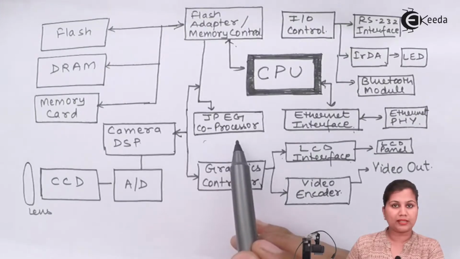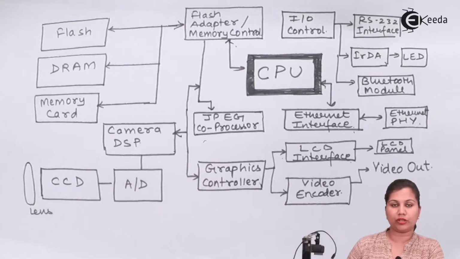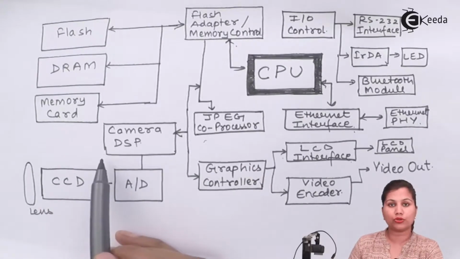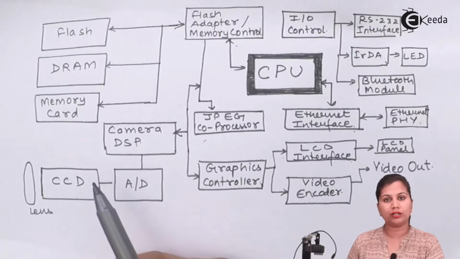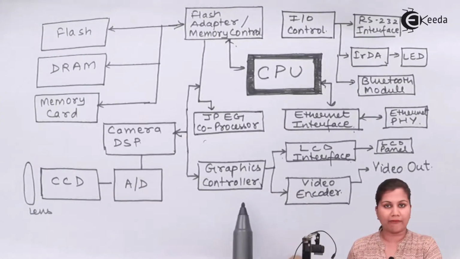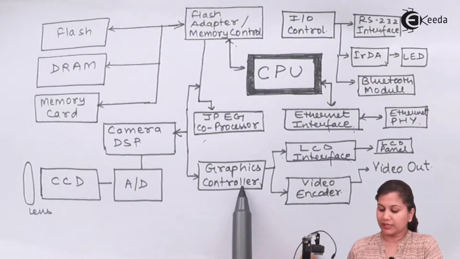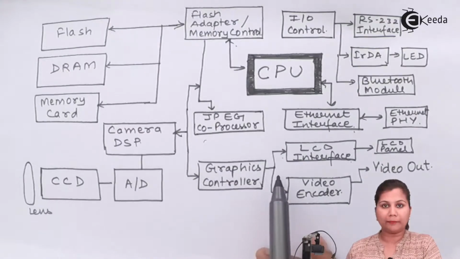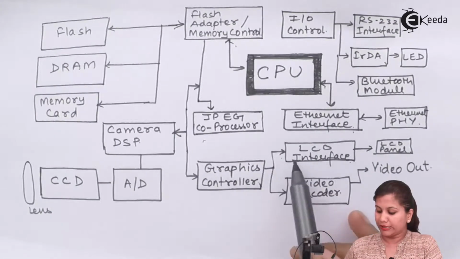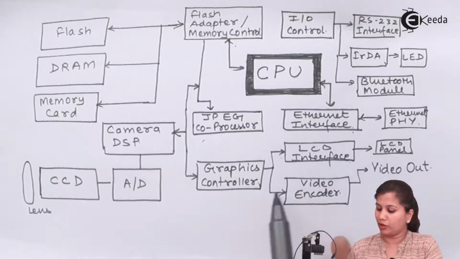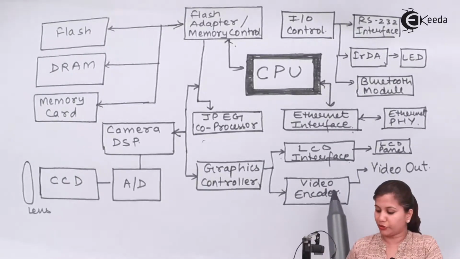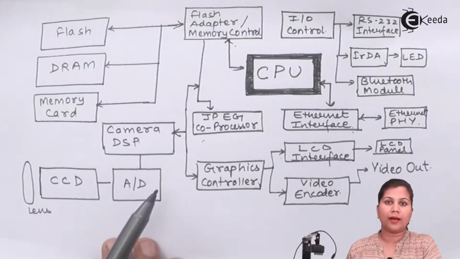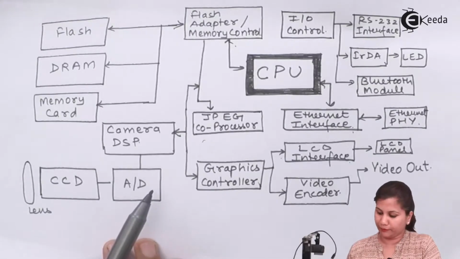Now the JPEG processor is used to convert the picture into the JPEG format. Then the camera DSP is used to change the picture into the digital format. Then we have the graphics controller. This graphics processor is used to do the graphics processing over the picture, to display that picture on the LCD, or to give a video output after doing the encoding.